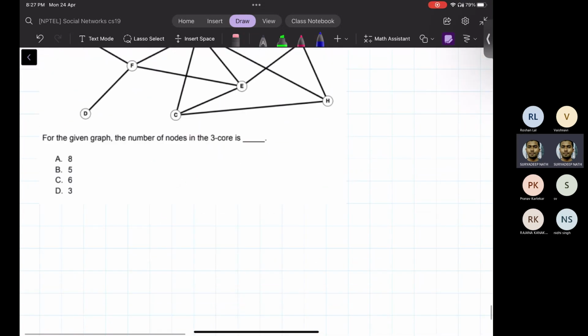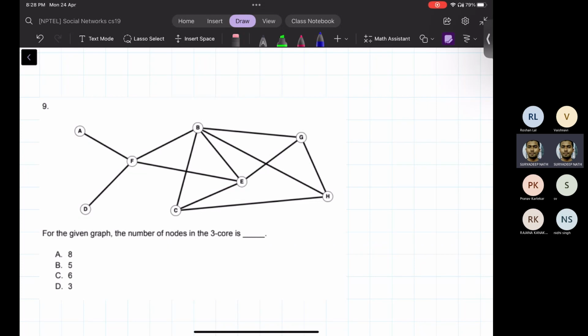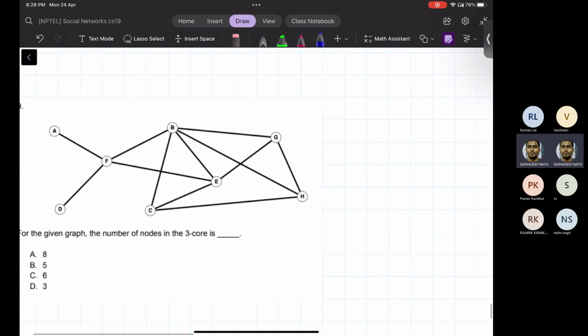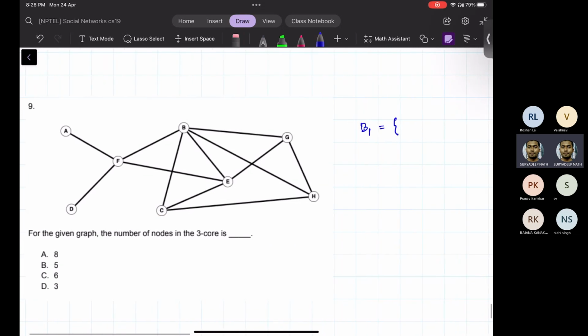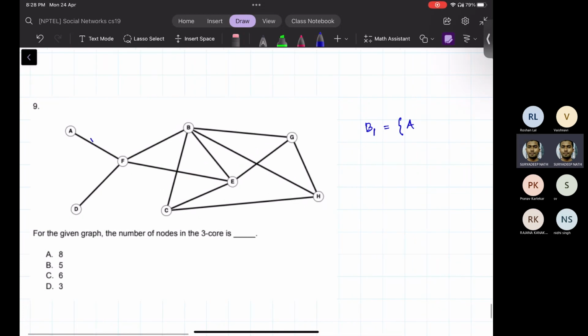Coming to 9, I think this is the last question. What is the number of nodes in the 3-core? So what you do is you first create bucket 1, where you pluck out all the nodes which have degree 1. You pluck out A and remove this edge to F. You pluck out D and remove. So in bucket 1 you have removed A and D. Now F's degree is 2 and all the other nodes' degrees are greater than 2. So this forms the 2-core.